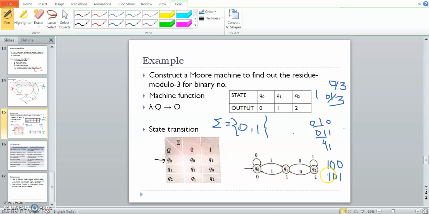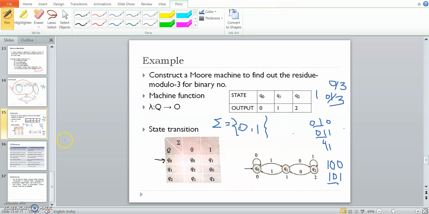Similarly, after reading 1 0, you are in the state Q2. So after Q2, if you read, that means already you have remainder 2. On that 2 you will get 1 more. So you can convert into decimal. So this is 5. 5 divided by 3. What is the remainder? 2. So on reading 1, you will be in the same state. So this is how to draw the diagram. And one more thing here.